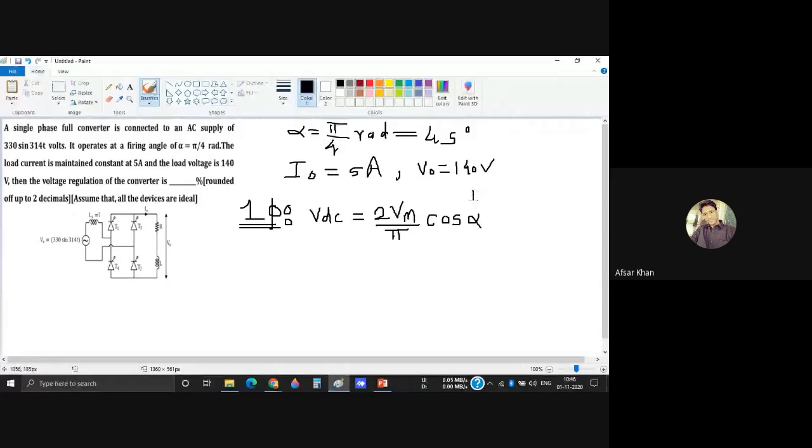If we put this value of alpha, 45 degree, you will not get the full output voltage as supplied by the input, you will get some controlled output voltage. So VDC is twice Vm by pi cos alpha for such a power electronics controlled rectifier. Here 4 thyristors are used, so it is called a controlled rectifier. SCRs are used over here. Now it is not only this, because here a source inductance is also mentioned. Are you getting, students?